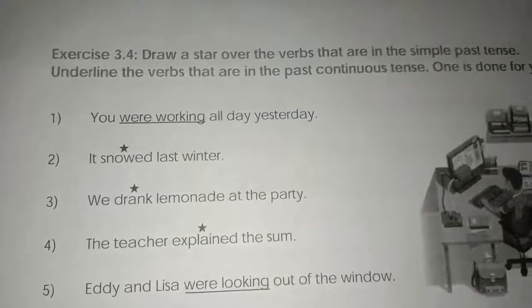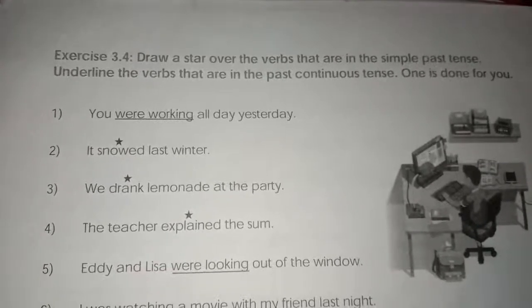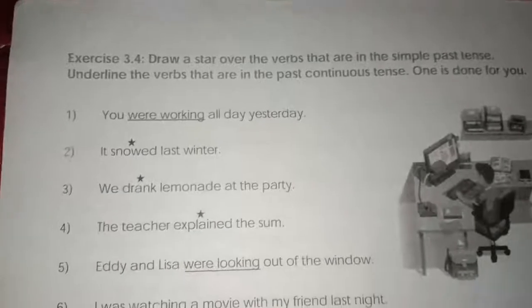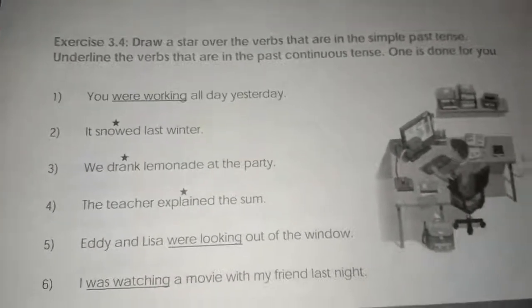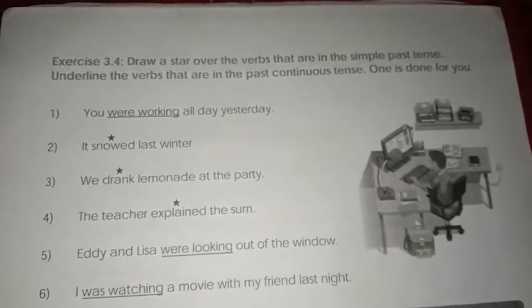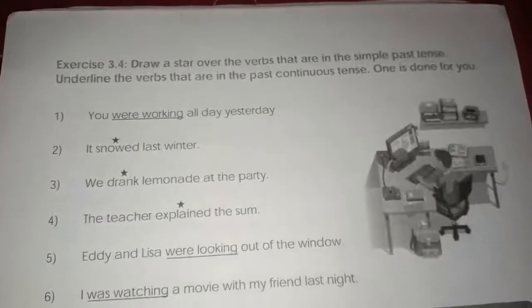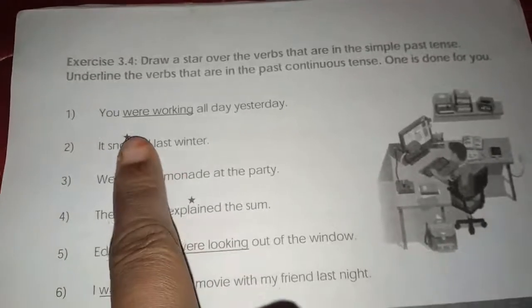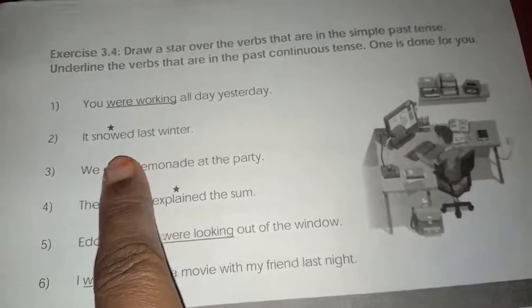Here, 3.4. Draw a star over the verbs that are in simple past tense. Underline the verbs that are in past continuous tense. Yes, children. See here. You were working all day yesterday. Here it is in the past continuous tense. Were working. So underline it. You should draw a star here. It snowed last winter. See here, the star is there, no, children? Here snowed is simple past.